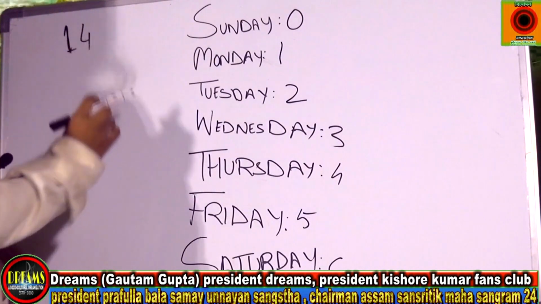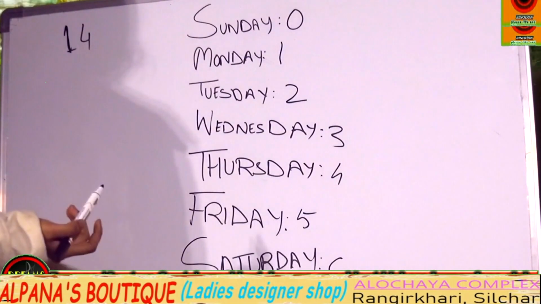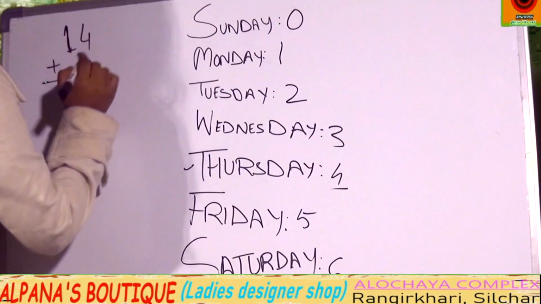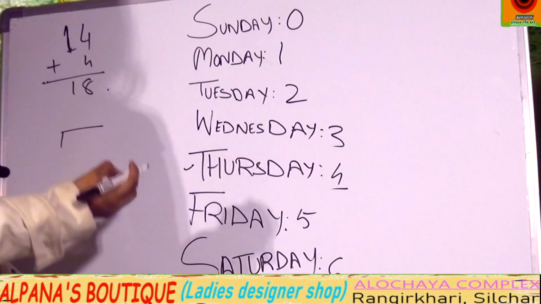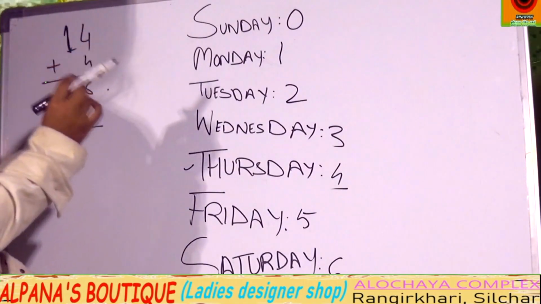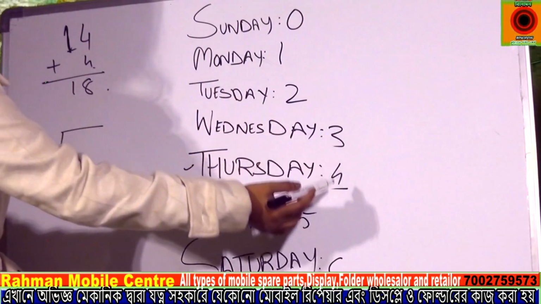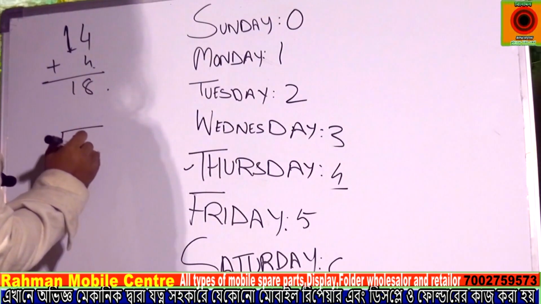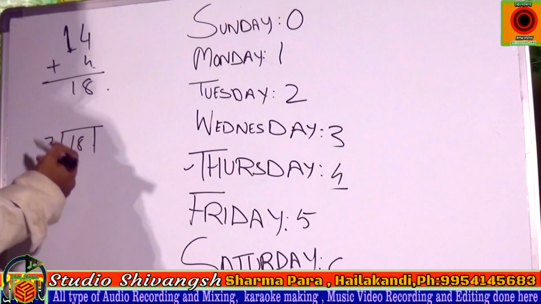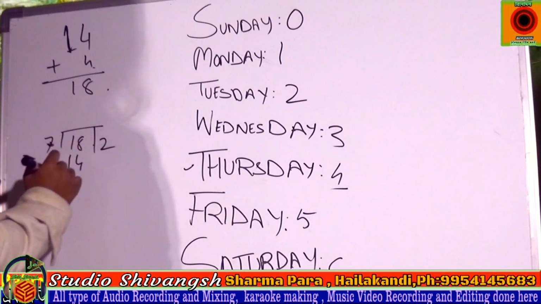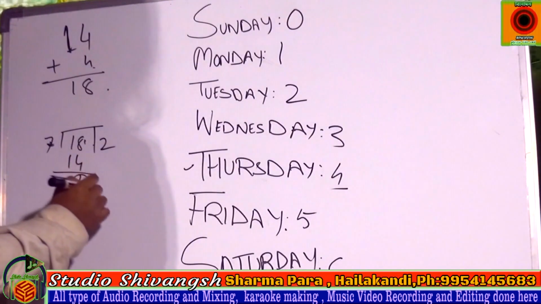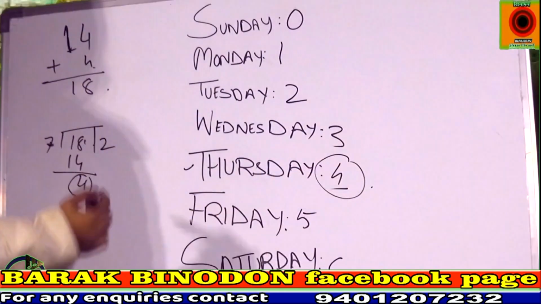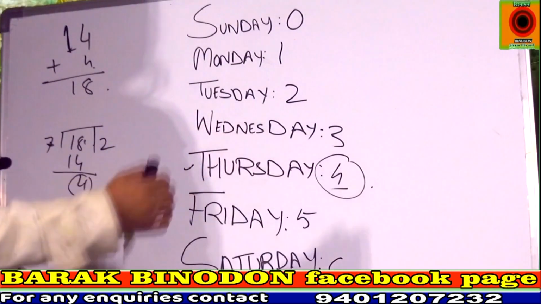Then, I will check what day today is. Like, today is Thursday, so 4. I will add 4 to it. It is 18. Now, the trick is, after adding the number of days to the number of today's day, you divide it by 7. If I divide 18 by 7, it will be 2. The remainder is 4. So, after 14 days, it will be Thursday, as Thursday is 4.